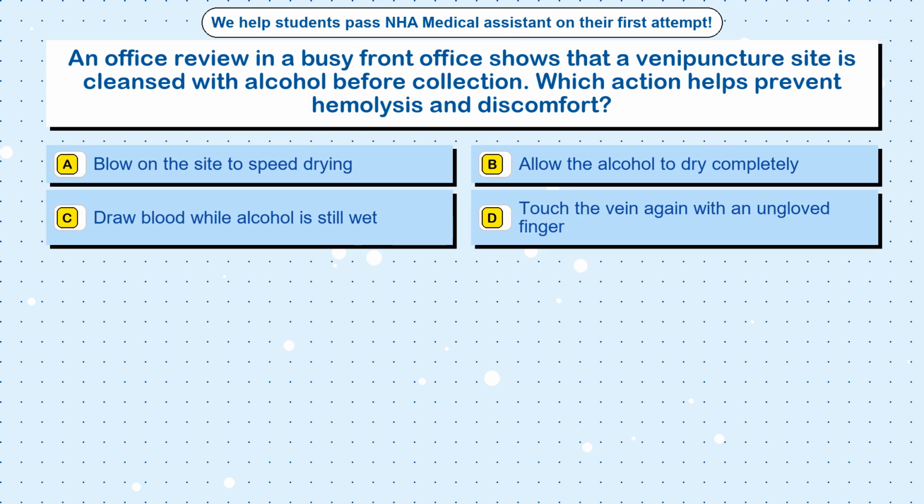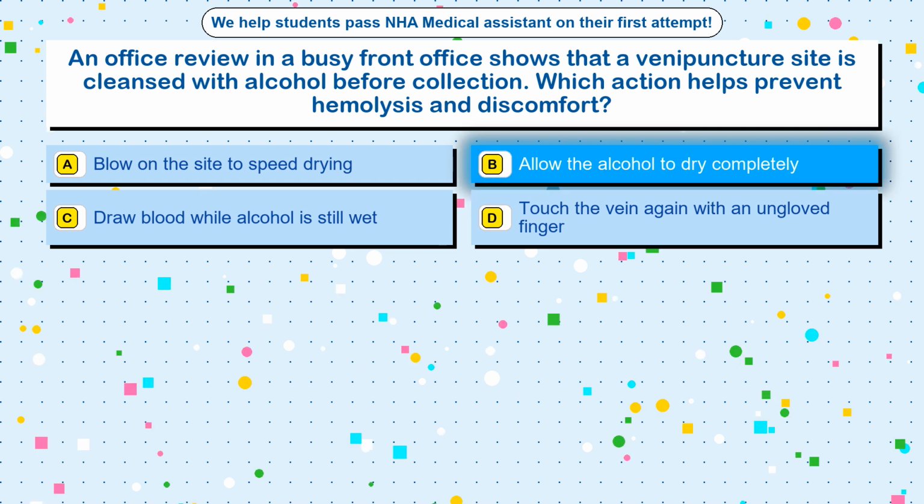Question 39. An office review in a busy front office shows that a venipuncture site is cleansed with alcohol before collection. Which action helps prevent hemolysis and discomfort? Option A. Blow on the site to speed drying. Option B. Allow the alcohol to dry completely. Option C. Draw blood while alcohol is still wet. Option D. Touch the vein again with an ungloved finger. The correct answer is option B.